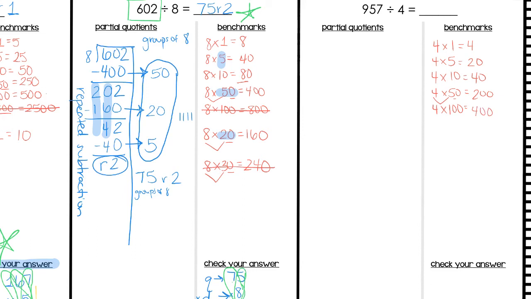All right, let's go over and write our problem. We have 957 divided by 4. Then we draw our line down to separate our repeated subtraction from our groups of how many? 4. Pause the video if you need to catch up. We have 957. What's the largest amount that we can take away? We can take away 400.